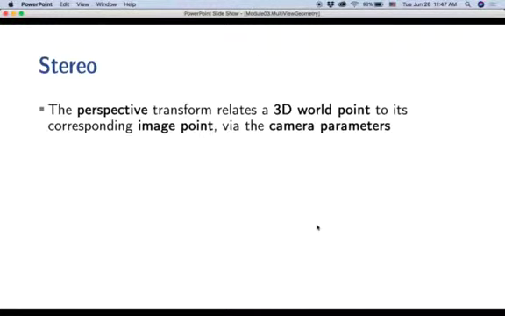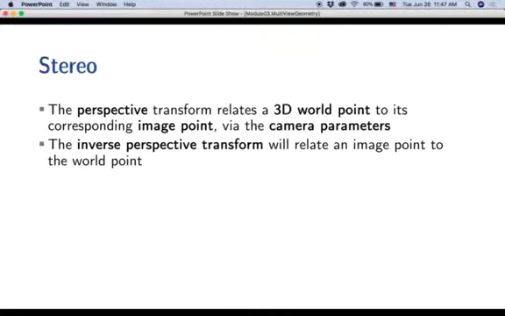So we want to see how we do this. The fundamental relationship here is the perspective transform, which we have seen, the camera model really. The perspective transform relates a 3D world point to its corresponding image point in 2D, and the link between the 3D point and the 2D point is through the camera parameters, the camera matrix, which is a 3x4 matrix P. It's through those camera parameters that the 3D world point maps onto the 2D image point.